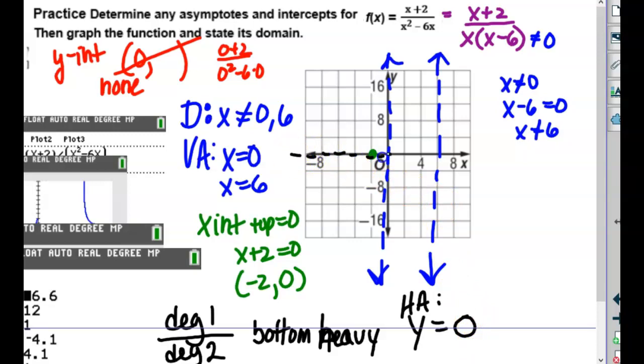Sketch this. Now, is anybody already confused? There's an asymptote, and we have a dot on the asymptote, right? Remember I said it can touch a horizontal asymptote. It can't touch a vertical asymptote.